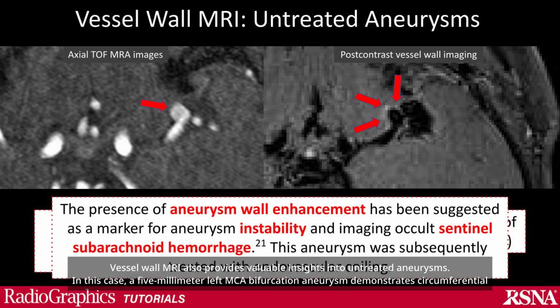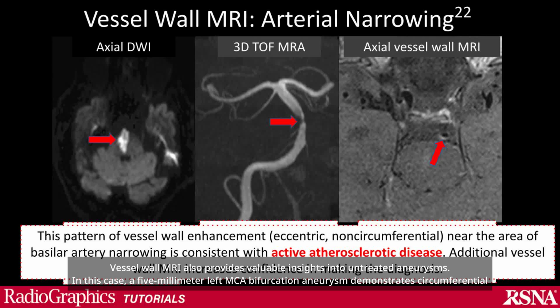Vessel wall MRI also provides valuable insights into untreated aneurysms. In this case, a 5 mm left MCA bifurcation aneurysm demonstrates circumferential enhancement of the aneurysm wall following contrast. This finding has been proposed as a biomarker of aneurysm instability and may reflect subclinical sentinel hemorrhage. In fact, this aneurysm was subsequently treated with endovascular coiling based on its imaging profile and associated risk.